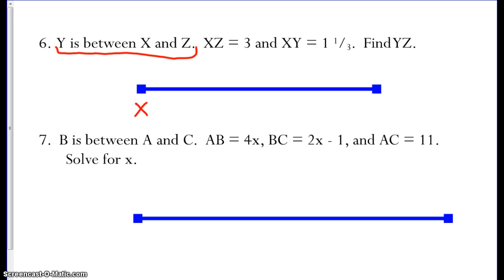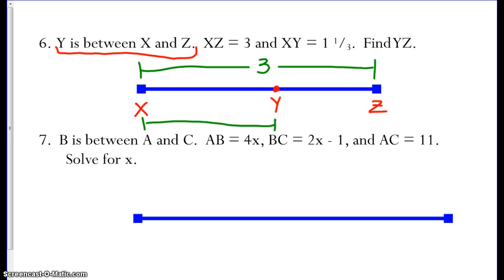Alright, so we'll say this is x, and this is z, and y is somewhere in between x and z. Alright, so let's just take a pick anywhere. How about right here? We'll call this y. Okay? Now, we can use the rest of our information. It says xz is 3, so x to z will be 3 units long. X to y is 1 1/3. Find the length of yz.